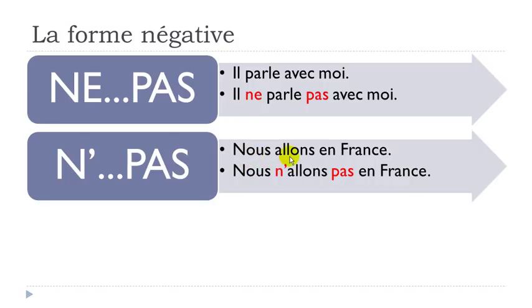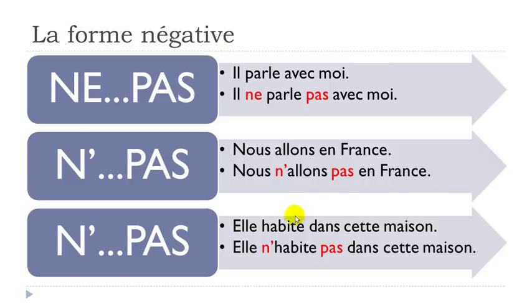So, nous allons en France. In that case, you've got the verb aller. Aller means to go. Nous allons, we are going. En France, to France. Here, the first letter is A. Remember the rule. If it starts with a vowel, like here, you will have to drop this E from ne. So that's the reason why we've got this n apostrophe. N'allons. Nous n'allons. And then you don't really need to think. You just put this pas after the verb. Nous n'allons pas en France. And that's it.